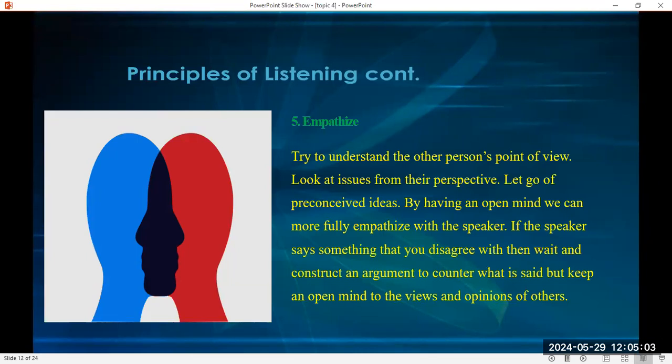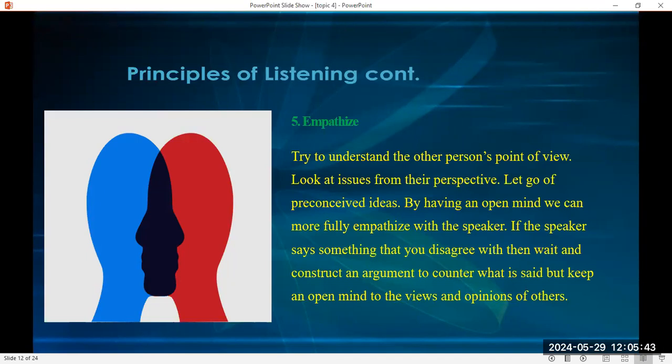So by having an open mind, we can more fully empathize with the speaker. If the speaker says something that you disagree with, wait until they finish speaking. Then you tell them, that one, I disagree with you. How did you walk from the matatu naked to go and use the police mobile phone? Then they explain, they say, this is what happened. So empathize, put yourself in the shoes of the speaker, try to understand them from their point of view. Not your own point of view, but from their point of view.